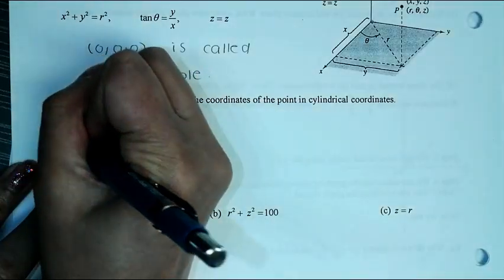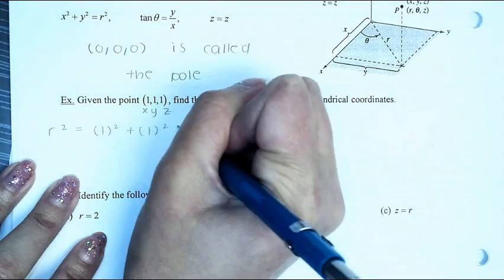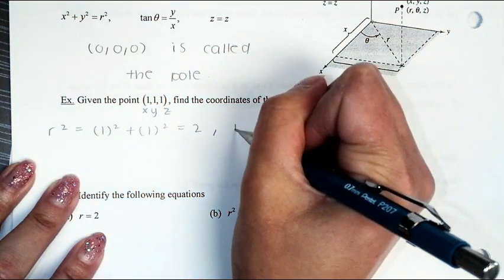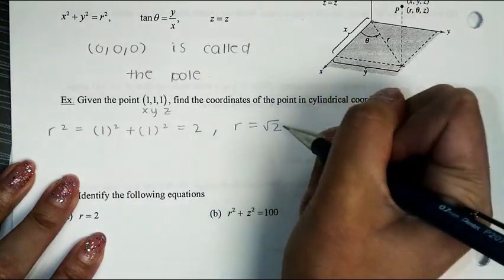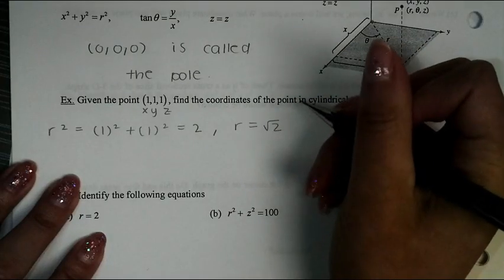So what do you have? To find r squared, you know that it's going to be x squared plus y squared. This is going to be 2, therefore r is going to be the square root of 2. Why positive? Because it's a distance, so it needs to be positive.